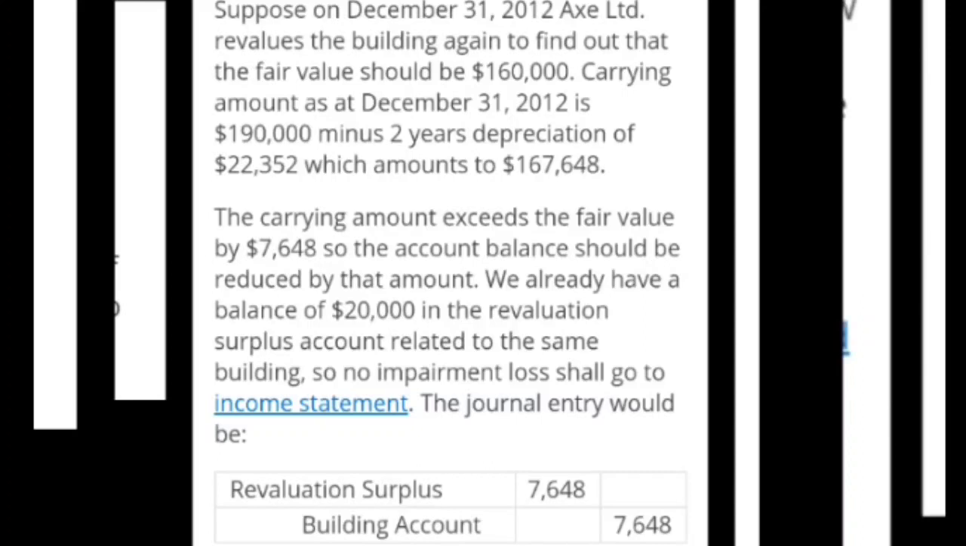So what shall be the entry? Revaluation surplus debit, because the equity is being reduced by $7,648, and the asset account is being reduced by $7,648. So revaluation surplus debit and building account credit.